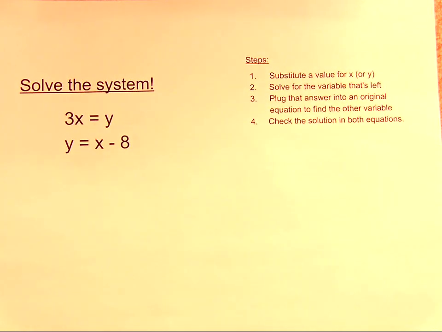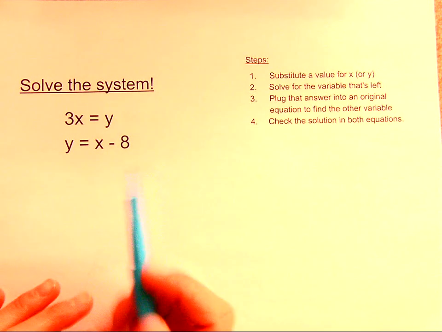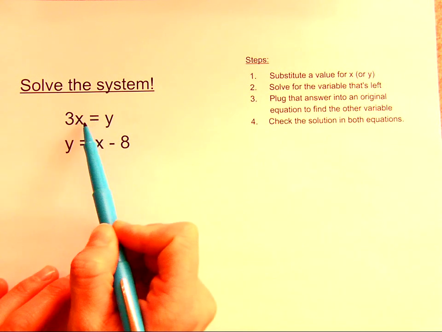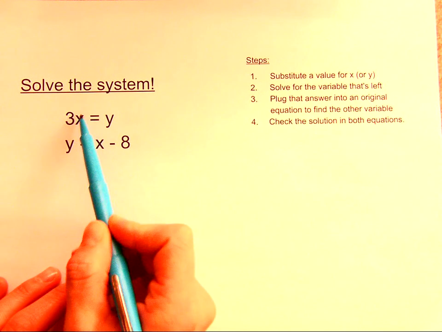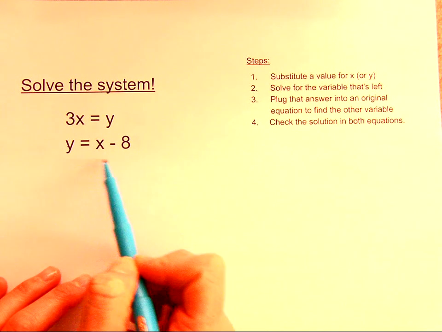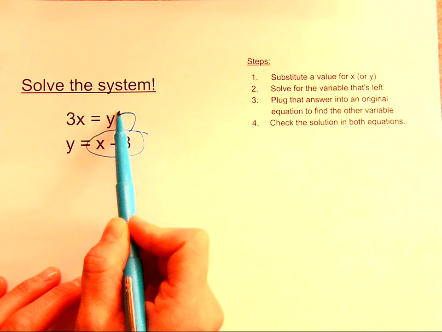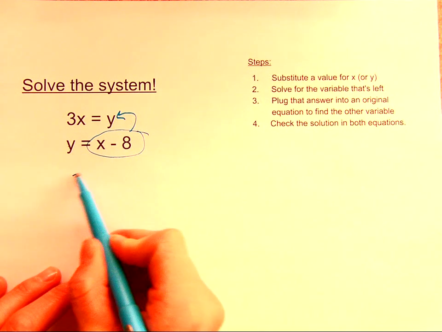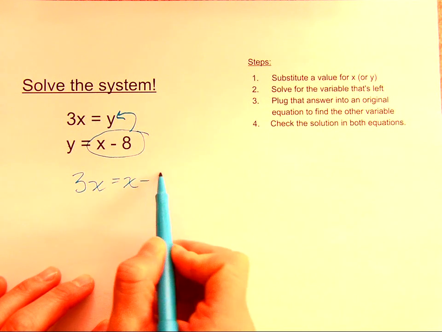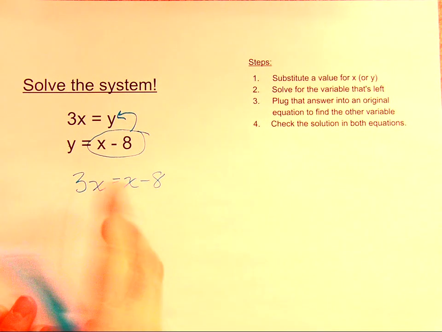Pause the video and give this one a try. Okay, so this is one where, again, there's a couple different ways you could substitute. This is kind of reading backwards, y is equal to 3x. So I could take this 3x and put it in for y down here. Or if you look at this bottom one, y is equal to x subtract 8. And we can put it in for y up here. That's what I'm going to do. But realize, if you did it the other way, this would just be flip-flopped.